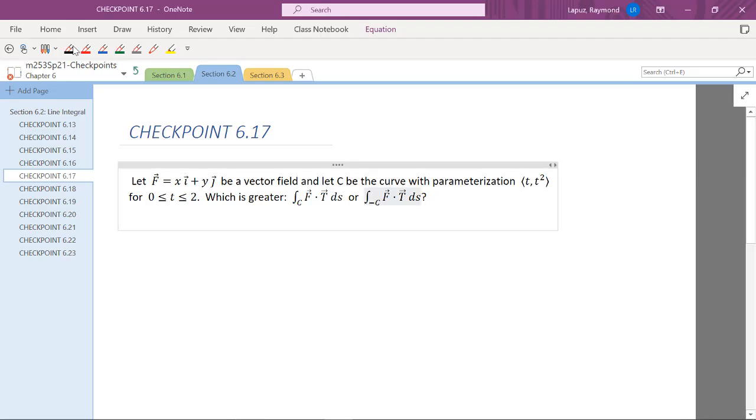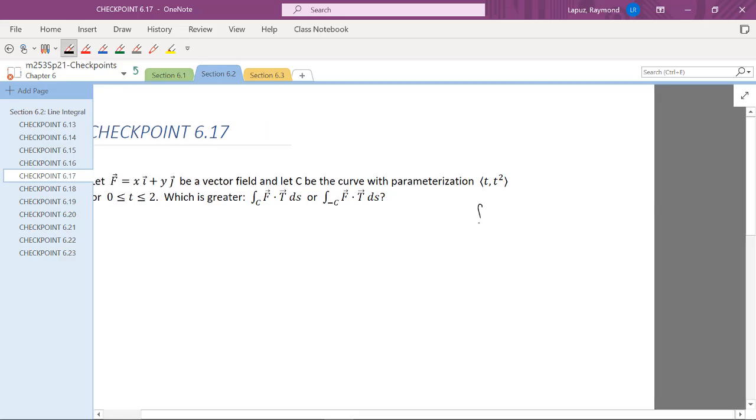Let's do checkpoint 6.17. They want us to consider the vector field f, which is x comma y, and the curve c, which is t comma t squared from 0 to 2. And then they want us to find the line integral of that function f over the curve and compare that with doing the same line integral except going the opposite way. Well, let's first establish some information about this line integral.